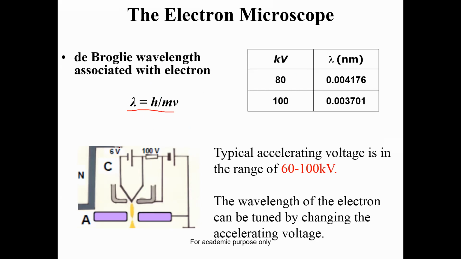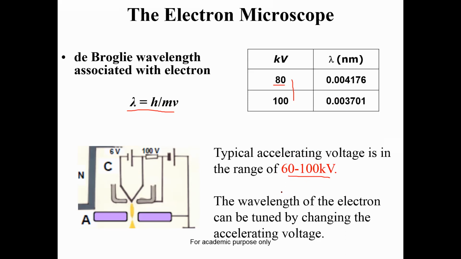Lambda is equal to h by mv. If we increase the voltage across the column, we will get shorter and shorter wavelength. Here for 80 kV, you can see that it is 0.004 nanometer. If we increase the accelerating voltage, it will go down to 0.003 nanometer. Typical accelerating voltage in an SEM machine is 60 to 100 kV. So you should know the role of accelerating voltage in your machine whenever you are acquiring your images. Generally, they keep 80 kV, a typical value in any machine.